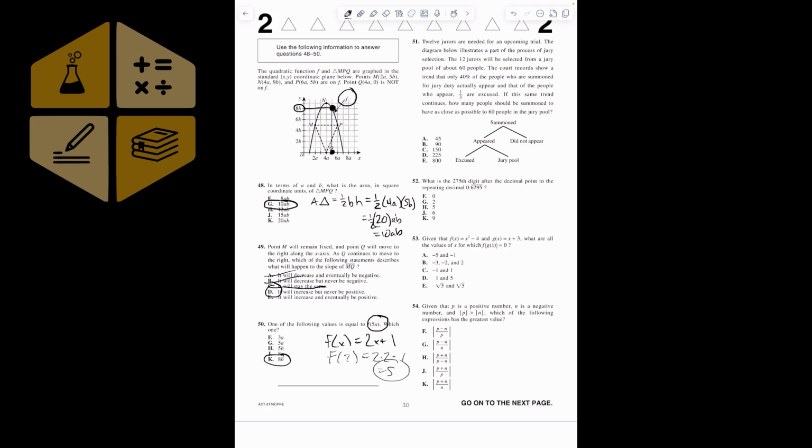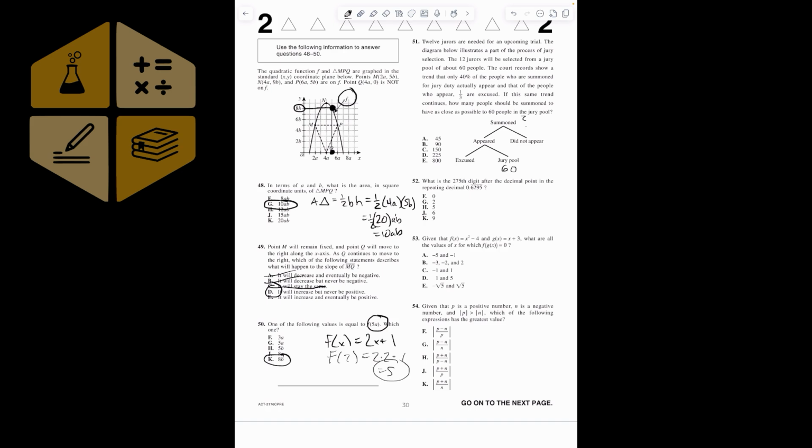51. 12 jurors are needed for an upcoming trial. The diagram below illustrates a part of the process of jury selection. The 12 jurors will be selected from a jury pool of about 60 people. The court records show a trend that only 40% of the people who are summoned for jury duty actually appear, and of the people who appear, 1/3 are excused. If this same trend continues, how many people should be summoned to have as close as possible to 60 people in the jury pool? So we need this number down here to be 60. And the question is asking how many need to be summoned to make that number 60.